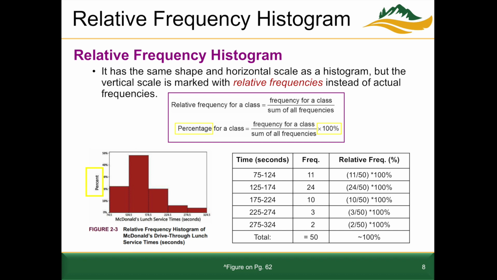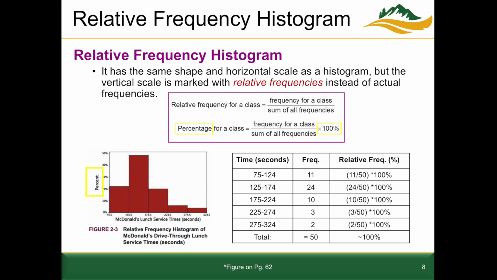This graph on page 62 happens to be the percentage representation of this relative frequency histogram for the McDonald's data. And to remind you how to calculate those percentages, you want to find the total number of frequency values, which totals up to 50. Then you find the percentage of that specific category or class out of a total of 50. So to find that percentage, you would take 11 out of 50 and multiply it by 100%.